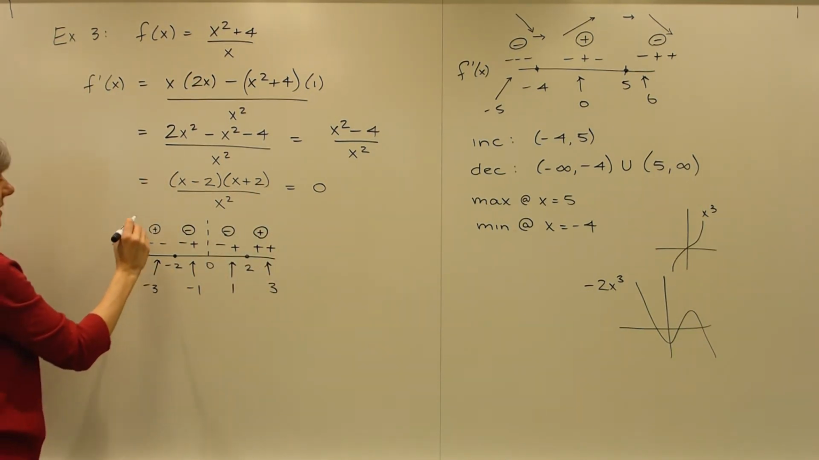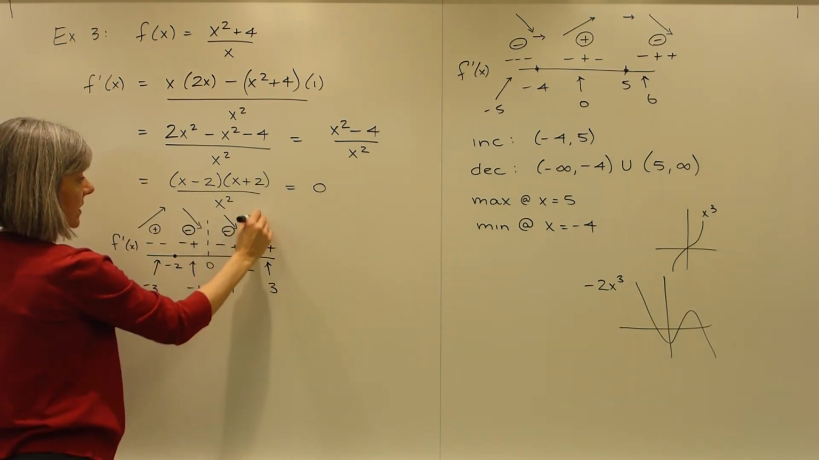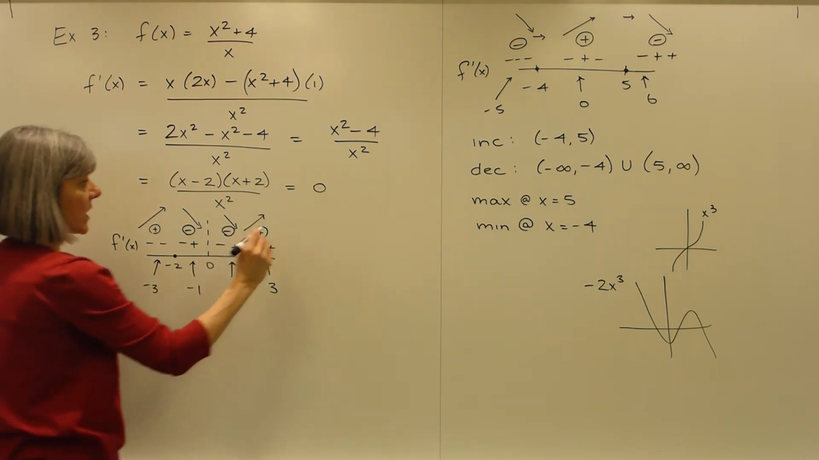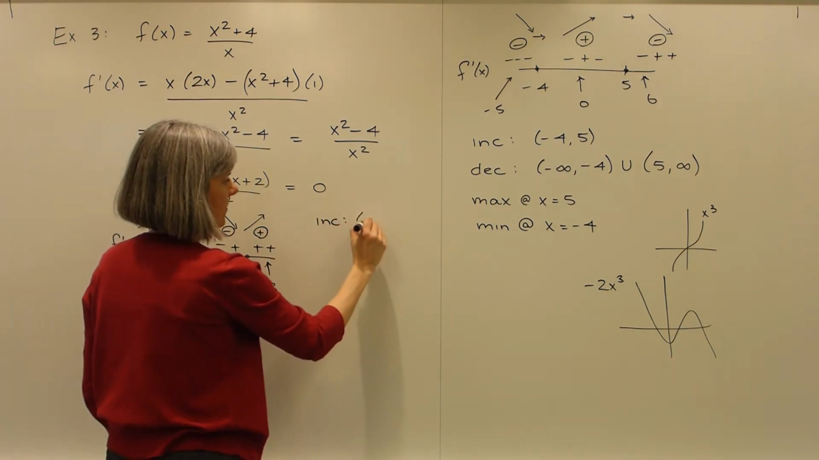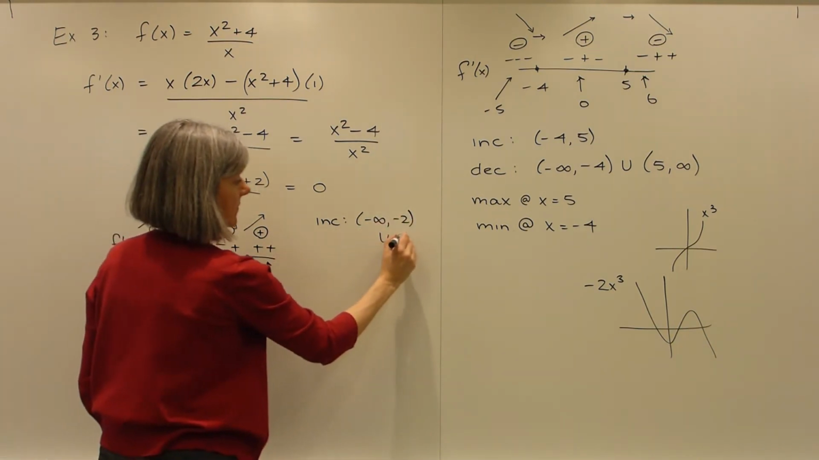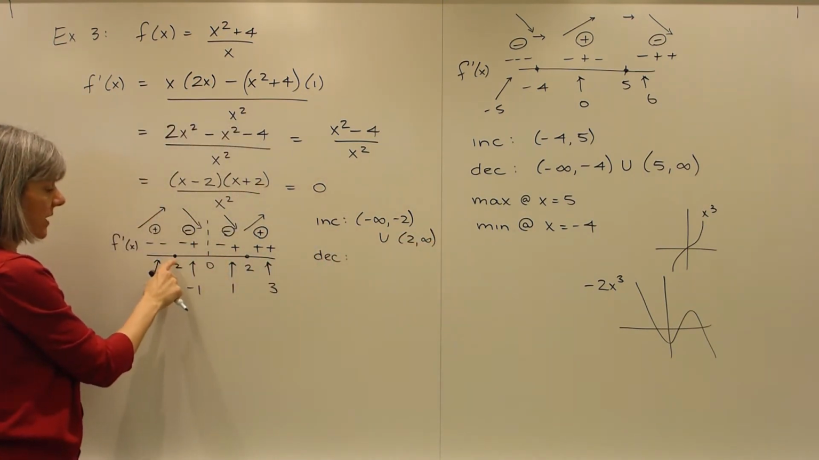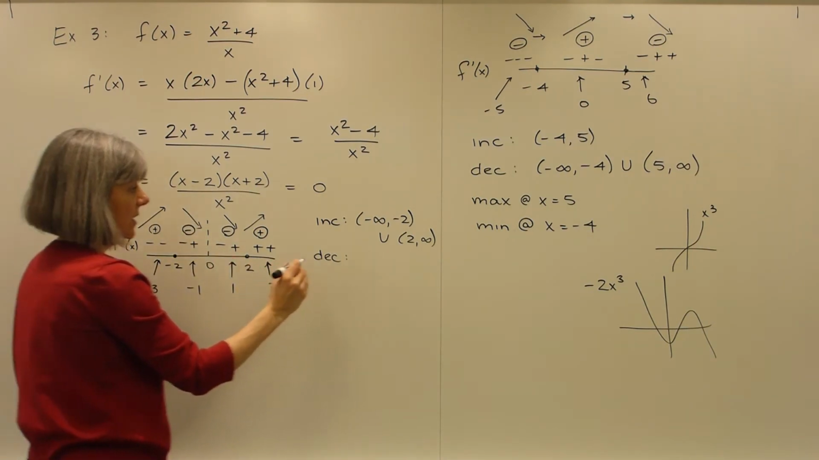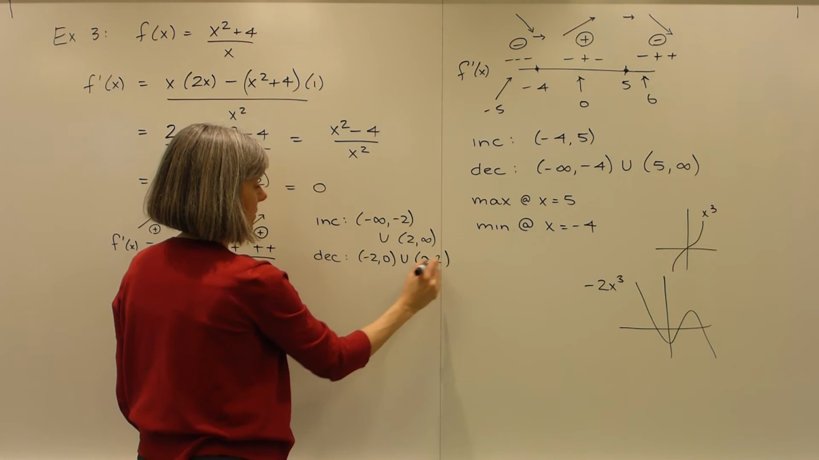Okay, so looking across, I can see that it goes up, and then it goes down, asymptote, it goes down, and goes up. So now we can write our increasing, decreasing, max, min. So increasing would be from negative infinity to negative 2, together with 2 to infinity. Decreasing, everywhere it's negative, negative 2 to 0. Again, something happens at 0, so I can't say it's decreasing all the way through. So negative 2 to 0, together with 0 to 2. Max.